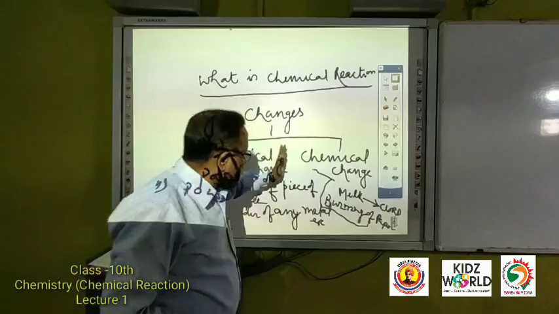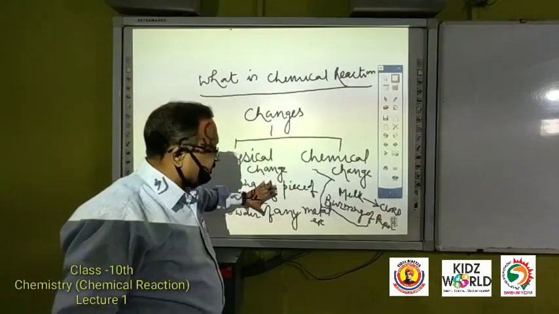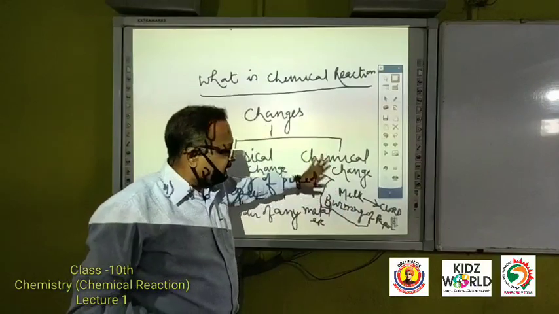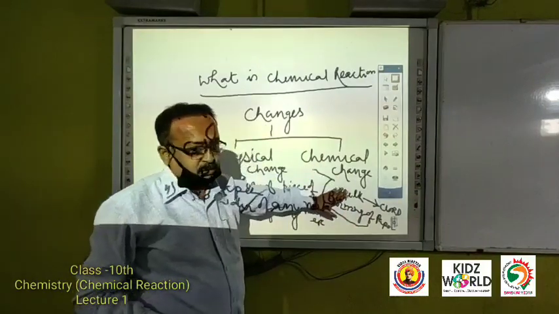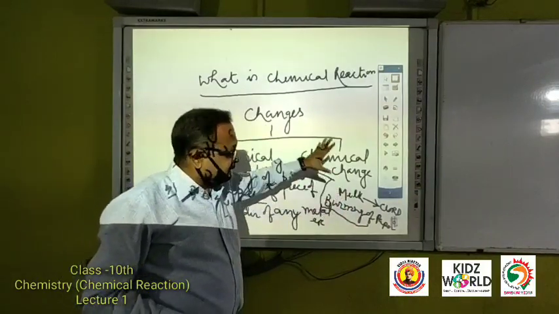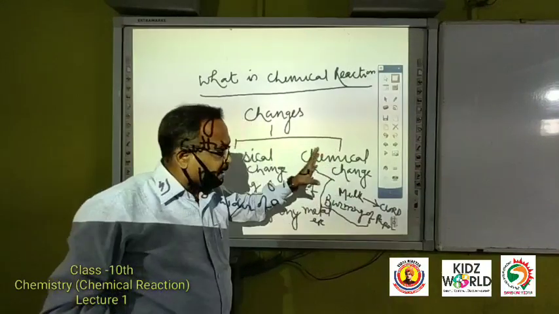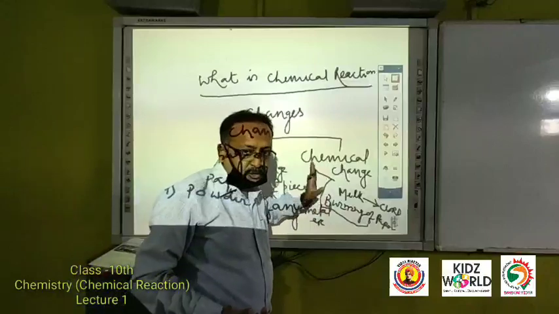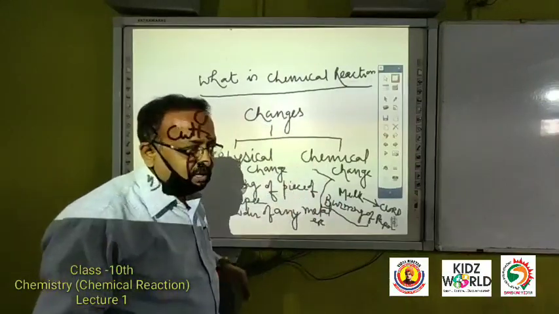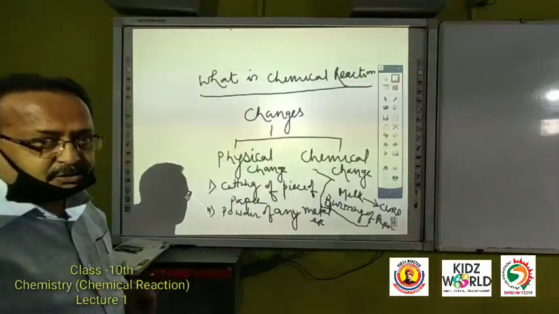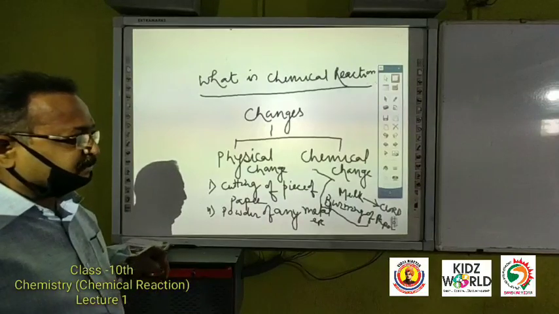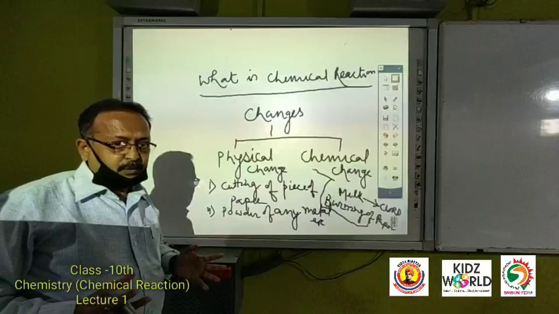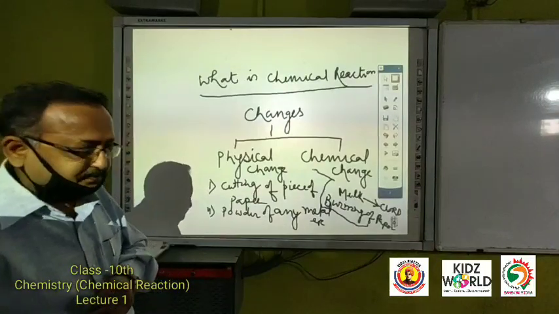So the physical change you study in physics chapters, but in a chemical change, a new substance is formed. And the process by which the new substance is formed during a chemical change is actually called a chemical reaction. The literal meaning of chemical reaction is the formation of a new substance with new properties.